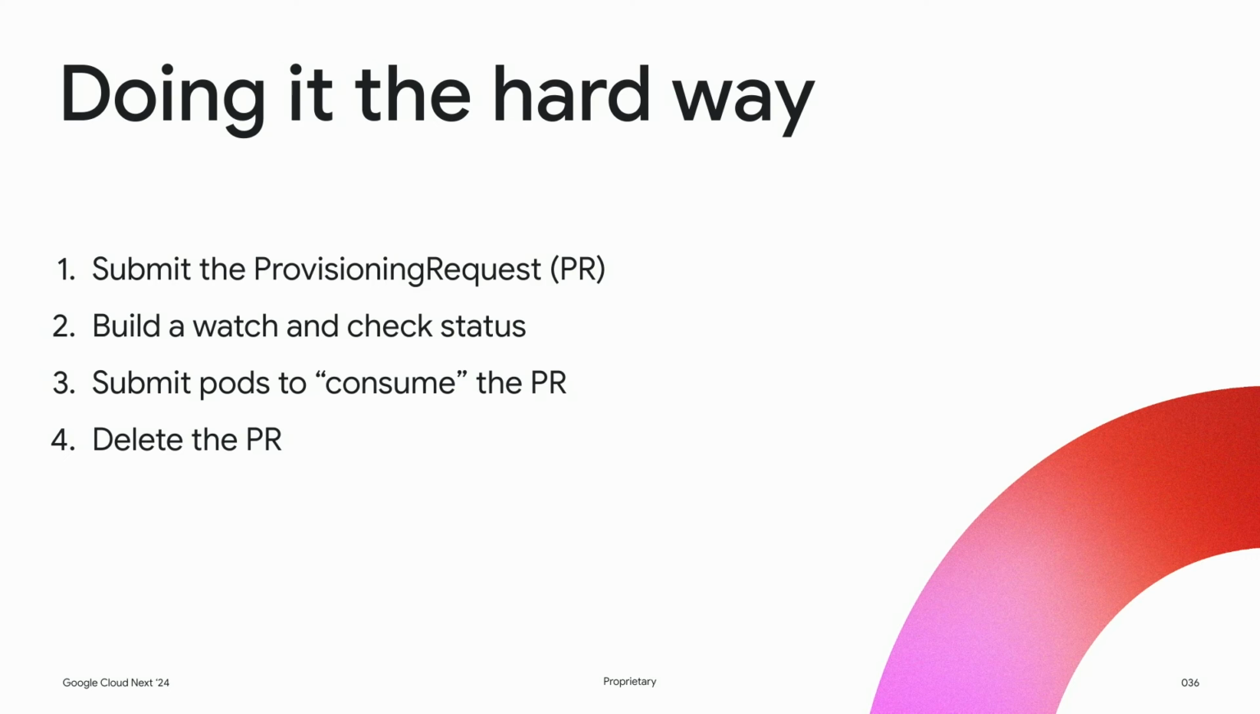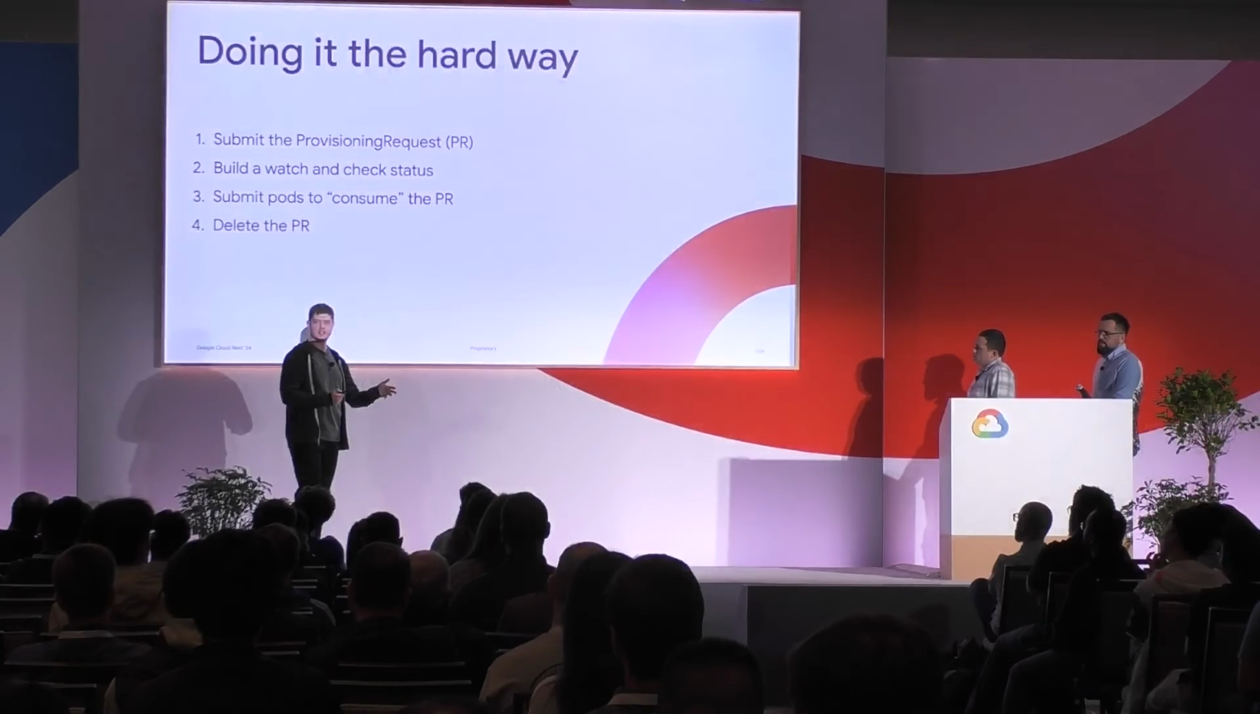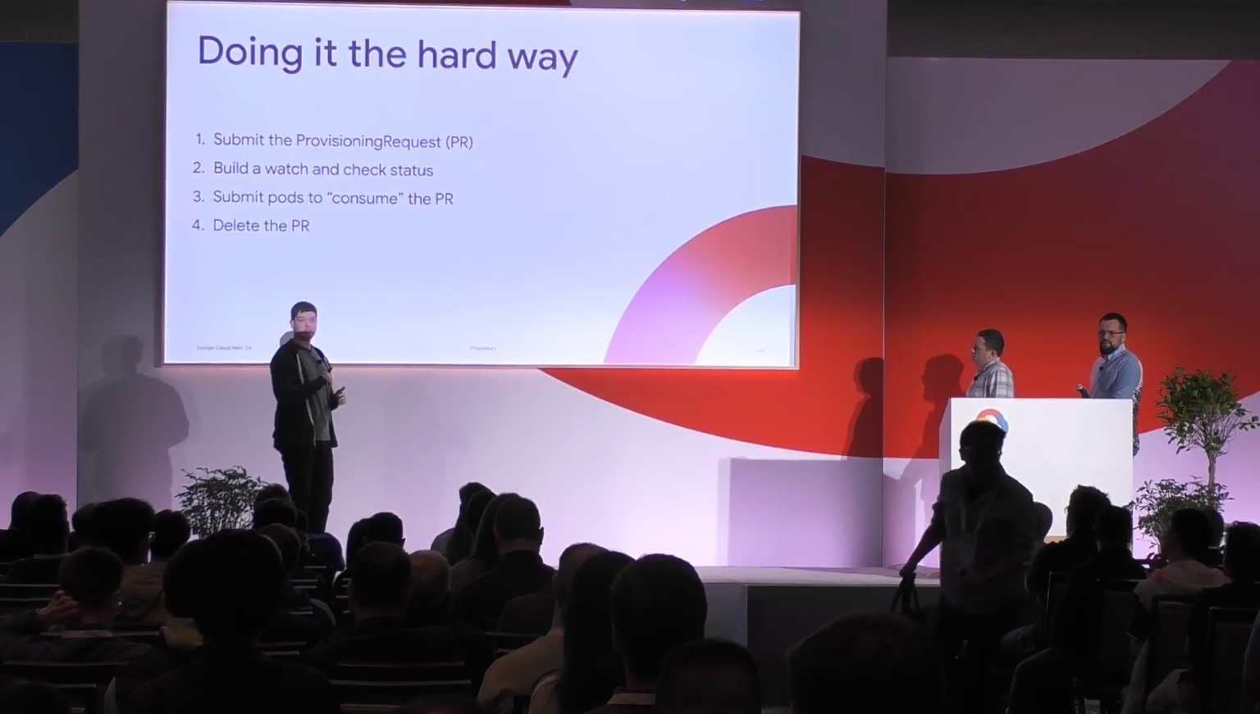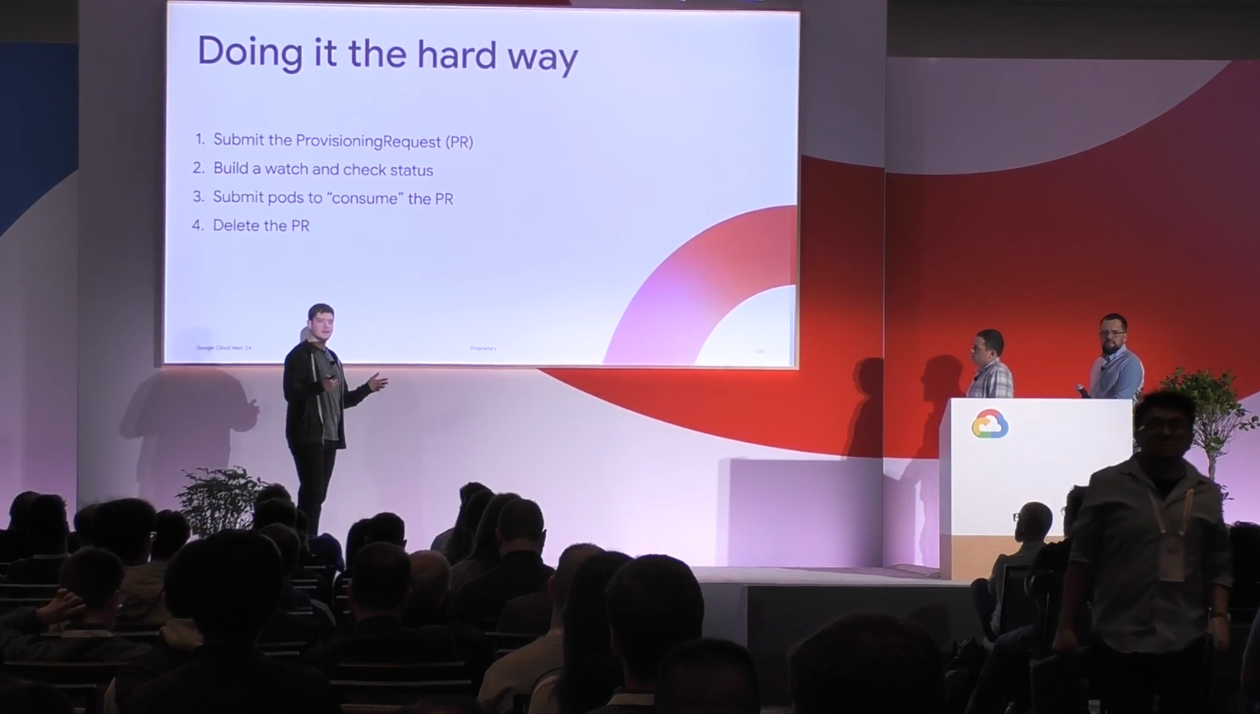Integrating directly with provisioning requests means you have to essentially build your own controller. You have to submit the provisioning request with pod specs that outline the shape of the nodes you want. Then you have to build a custom watch on those provisioning requests, continually check their status. If the request didn't fail, if it was actually provisioned and you actually have that node, then and only then do you submit, well, you can submit pods whenever, but you would then submit pods to consume those provisioning requests, and then they would schedule in the nodes. And then finally, you should do just some cleanup when you're done with the process.